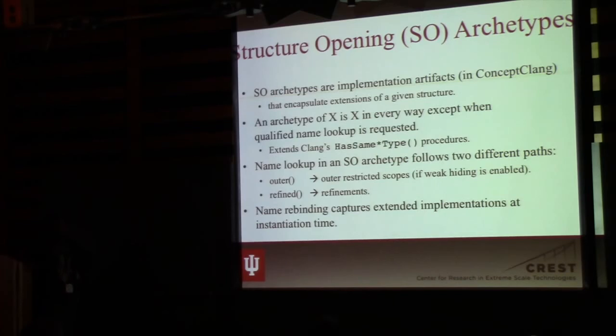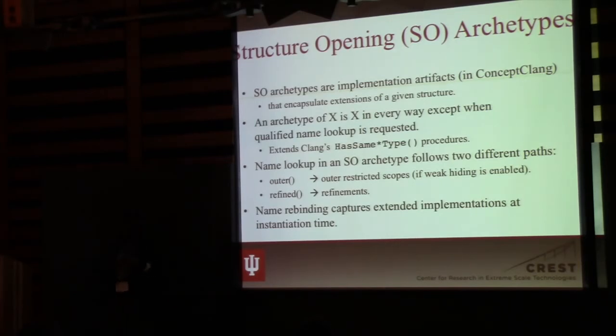As far as the compiler is concerned, every time it encounters an archetype of something, it treats it as that same thing. So an archetype of X is an X, up until lookup is requested. And then when lookup is requested, there are several paths that lookup may follow depending on the kind of the archetype and also the purpose of the lookup. So if you're doing lookup based on, for weak hiding, then it's going to follow a different path. And if you're looking up in this join archetype, then it's going to look up inside all the archetypes that are merged into the join archetype. And if I'm looking it up in an elementary archetype, then it's going to follow the refinement path.